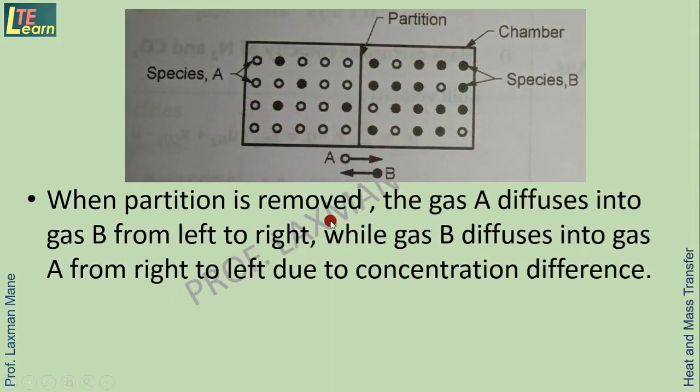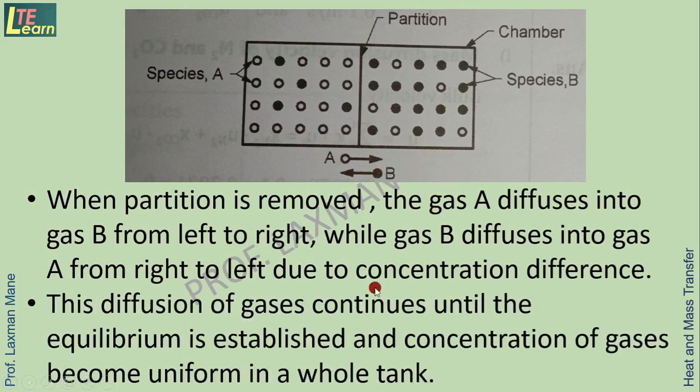When the partition is removed, gas A diffuses into gas B from left to right, while gas B diffuses into gas A from right to left due to concentration difference. This diffusion of gases continues until equilibrium is reached and the concentration of gases becomes uniform in the whole container.